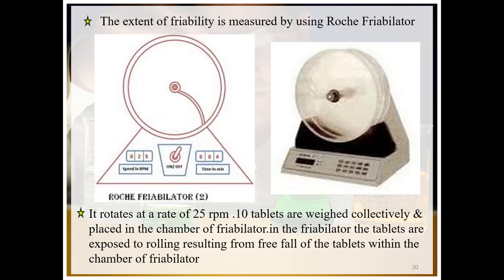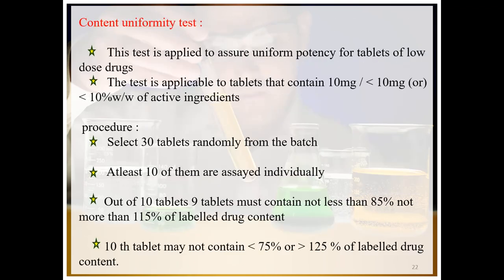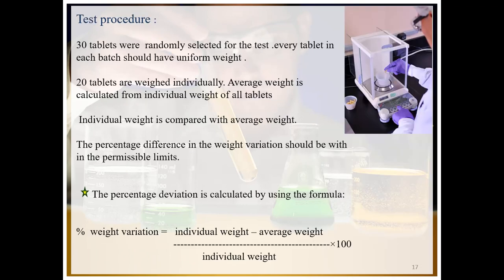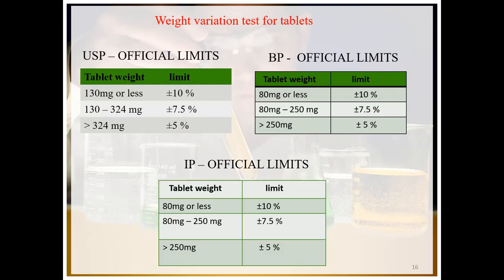Actually some of them are official tests while some of them are non-official tests which are performed in the quality control department. It is very important for each and every pharmacy student that you memorize and remember these specifications, the tablet weights and the possible limits. In the case of BP, British Pharmacopoeia, and International Pharmacopoeia, these are the official limits and this is the tablet weight.